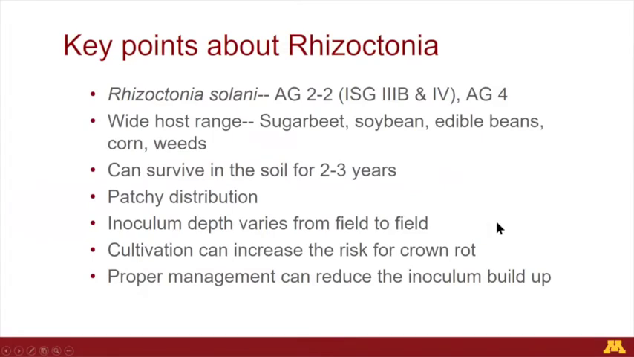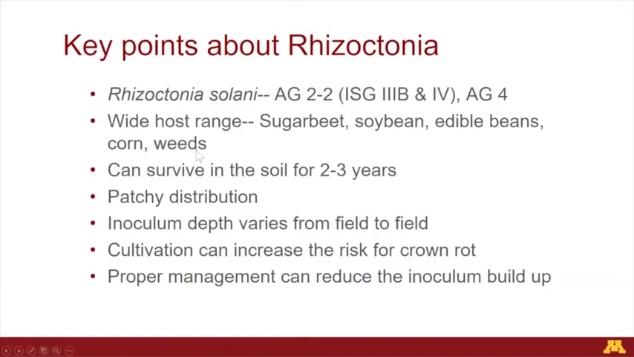So some key points. When we think about rhizoctonia, primarily I'm talking about AG2-2. That's the group that we're more concerned about in the sugar beet, soybean, or dry bean growing area. Now, AG4 typically used to be the early season seedling damping off pathogen, but I think we are seeing more and more AG2-2 in our area. And it has a very wide host range. Sugarbeet is an excellent host. Soybean, edible beans, corn, even sunflower, it's an excellent host for rhizoctonia. And some of the weeds that are common in the sugarbeets and other rotation crops also serve as a host.